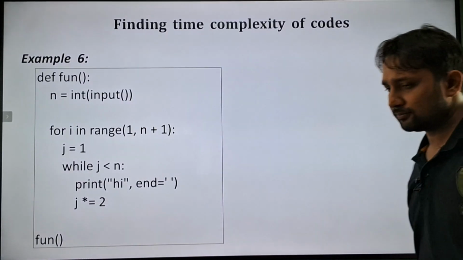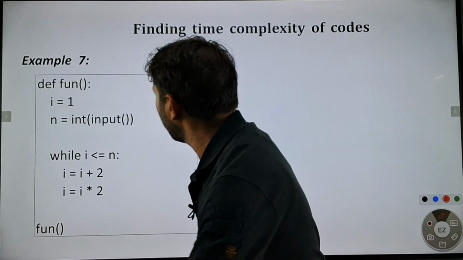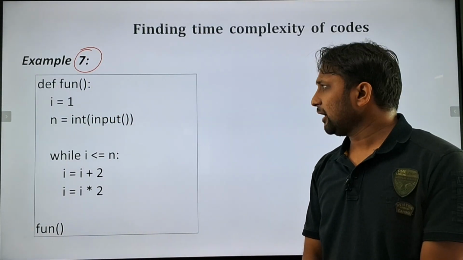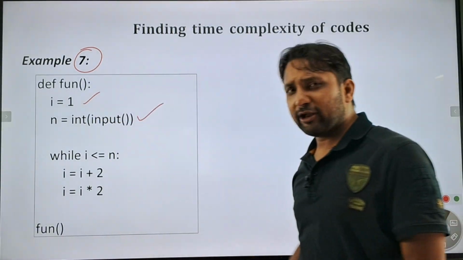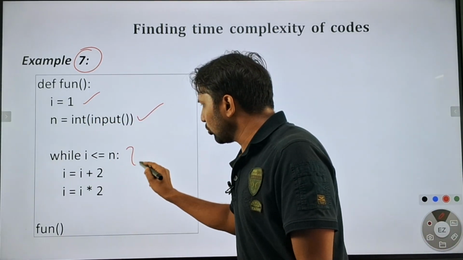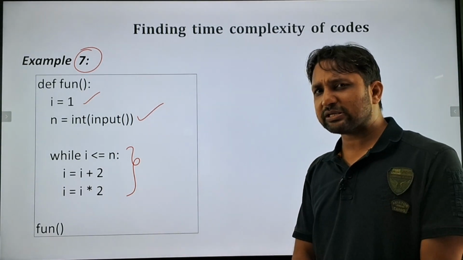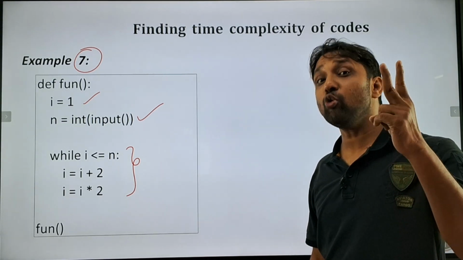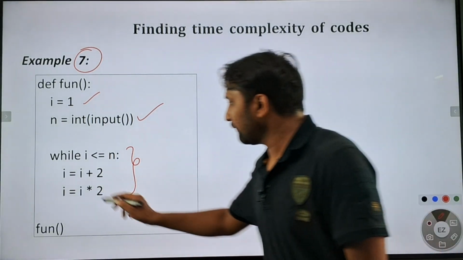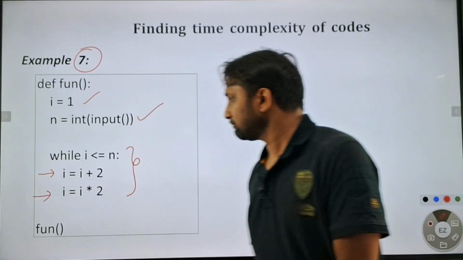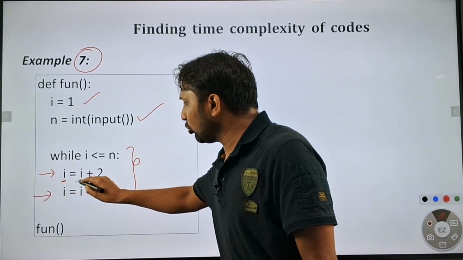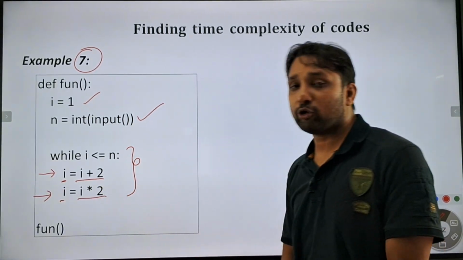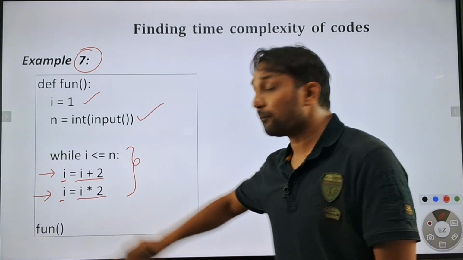Let me move to the next one now. Seventh example. Okay. How much time is this code taking? I start with 1. We take the n value from the user. Fine. How many times is this loop executing? One thing you can notice in this loop is that here we have two increment statements. One is this and one is this. Here we are incrementing the I value by 2 and here we are multiplying I value by 2. Here we are adding and here we are multiplying.